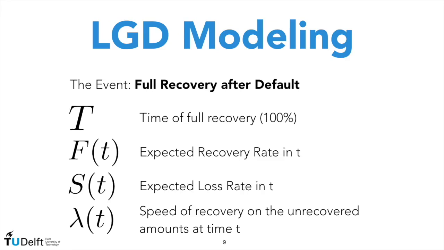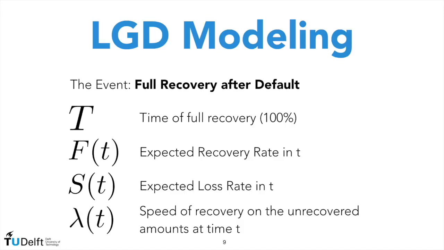When we deal with the modeling of the loss given default, the event itself is no longer the default of the company, but the full recovery of the company. So capital T is now the random time at which we observe the full recovery. So the recovery process is over.